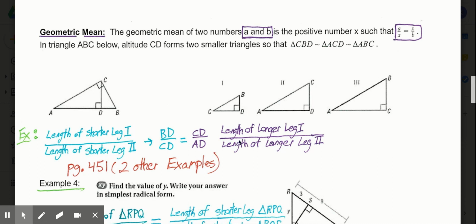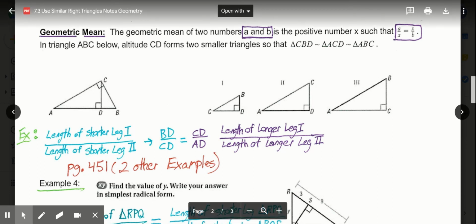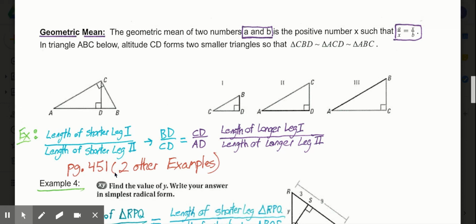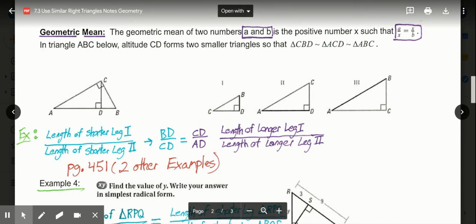I'll tell you right now on page 451, there are 3 examples about different geometric mean setups with similar triangles. I could only fit one into the notes, so you would want to go, and there's 2 other examples on page 451 after this one that you'll want to add to your notes. But geometric mean, the geometric mean of two numbers, a and b, is a positive number x, such that a over x equals x over b.